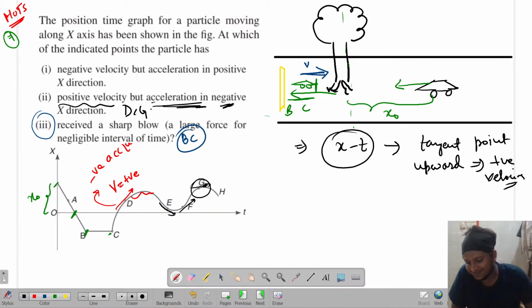Tumba kasa problem, Ankit. Yes, it is a tumba kasa problem.